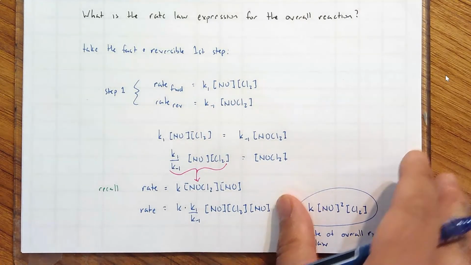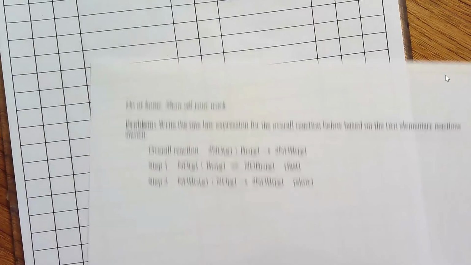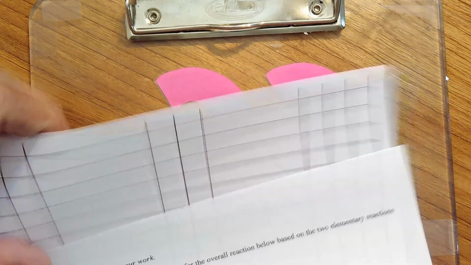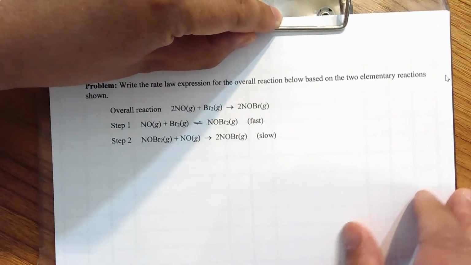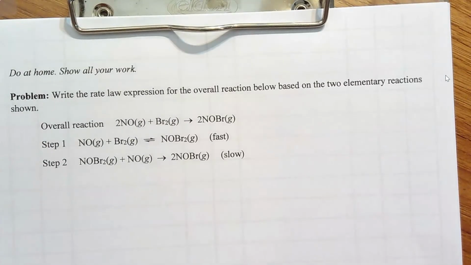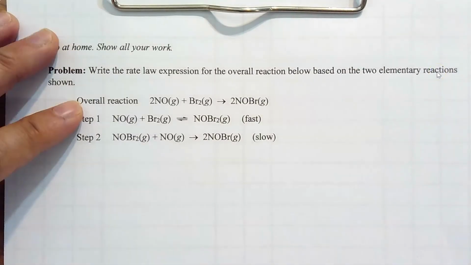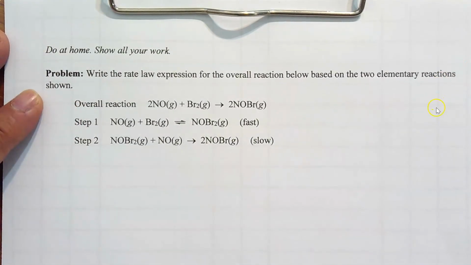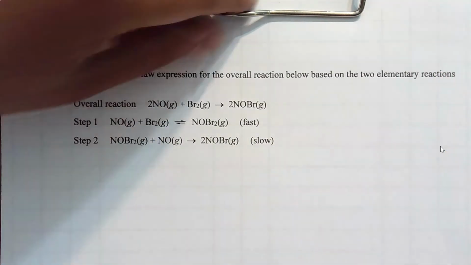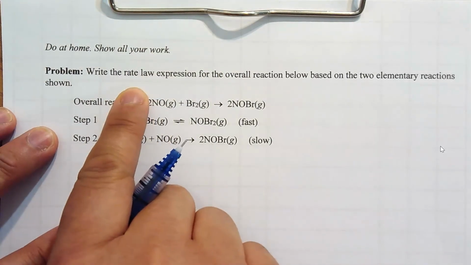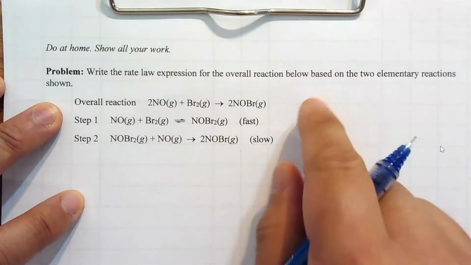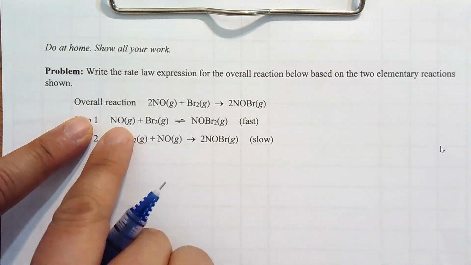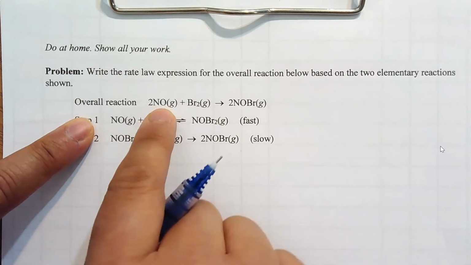So, I want you to do this at home. I'm not going to show you how to do this on the video. I might have this as a problem for one of my classes. Look at this problem here, and go ahead and copy it if you want. I'm not doing this on the video. Show all your work. And yeah, they want the rate law expression for our overall reaction based on the two elementary reactions shown. So if we add these two elementary reactions, they will equal the overall reaction.